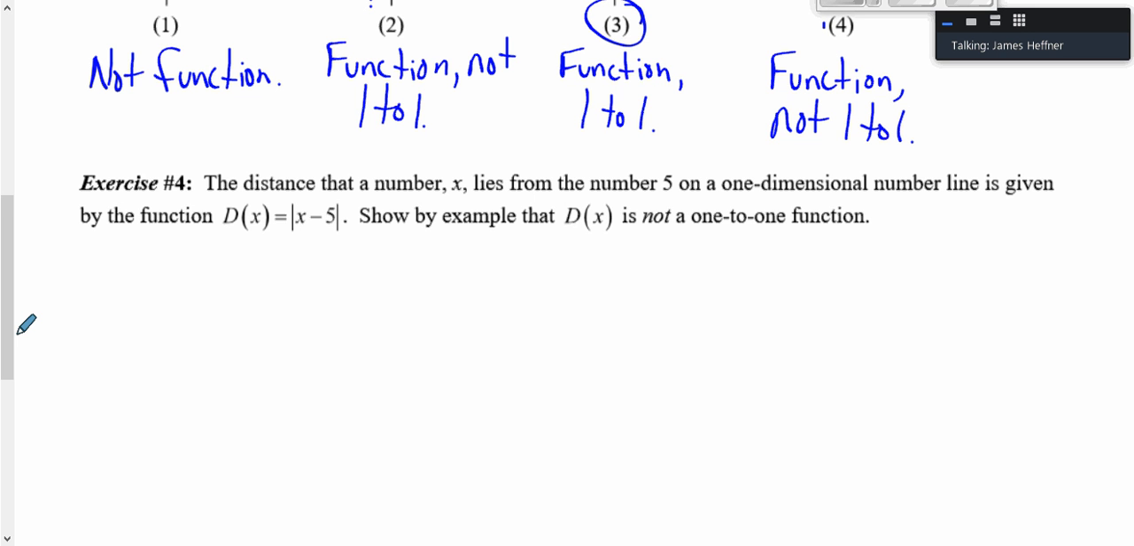So they want us to show by example that this function is not one-to-one. How might we do that? Are there some values that we might be able to pick? Like a couple of values we could plug in for x to show that we get the same output?